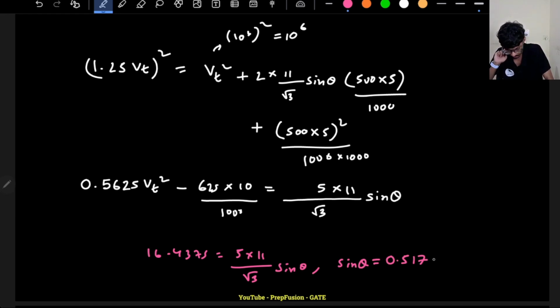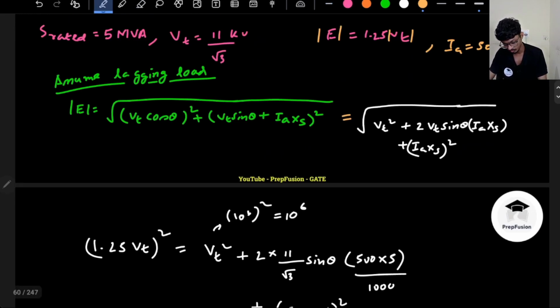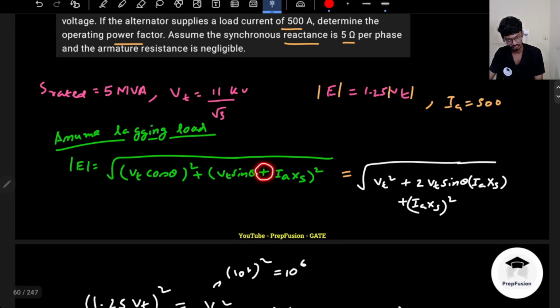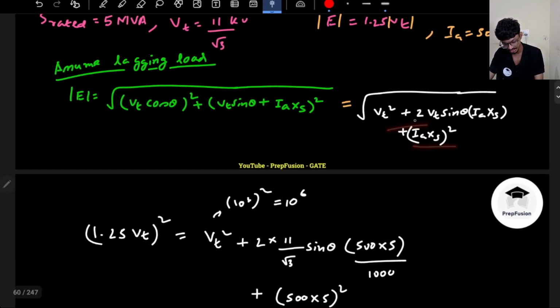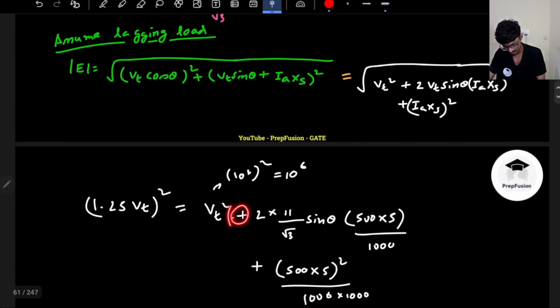If your sine theta is coming out to be positive, that means whatever you have assumed is correct. If it was negative, that means your load was actually leading, that's it, right? Like you have assumed a lagging load where theta is positive, and it is coming out positive, that means your assumption was correct, it is a lagging load only. If you would have assumed it to be negative, what changes would you have made? Only here a negative sign would have been there. All this will be the same, just this will be negative.